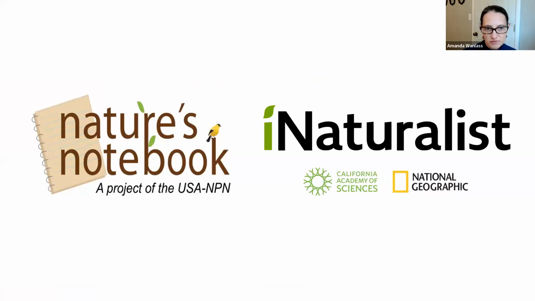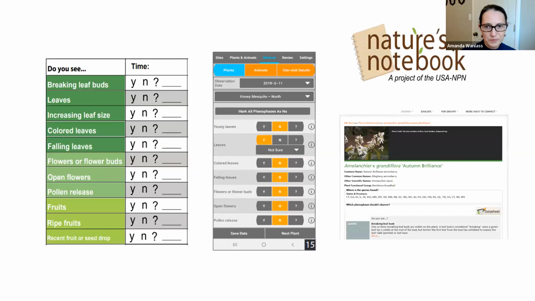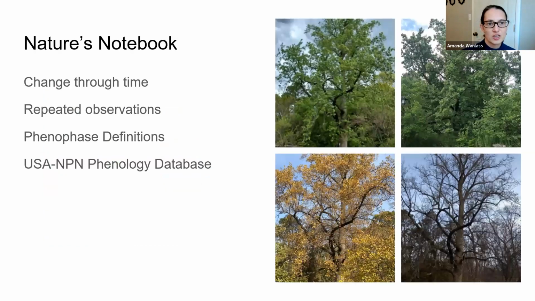So we have 2 different citizen science data collection programs that we use. One is Nature's Notebook, which is designed to collect long-term phenology data over time. And we also use iNaturalist, which we're going to really dig into today. Just as a contrast between these 2 platforms, Nature's Notebook is a more in-depth platform. It's designed to document change over time. And so it really is focused on repeated observations of the same thing.